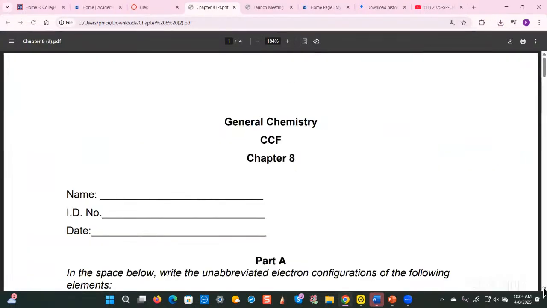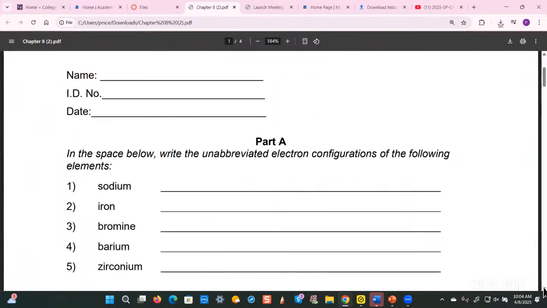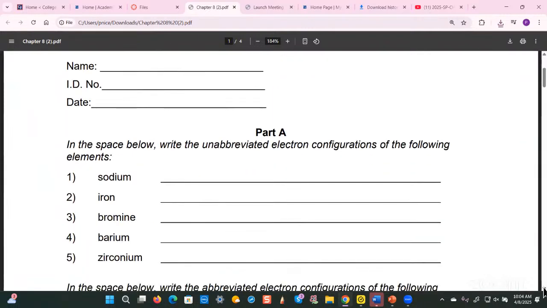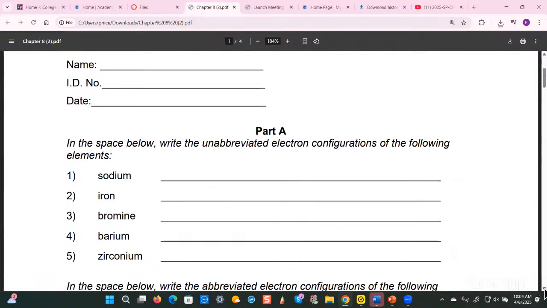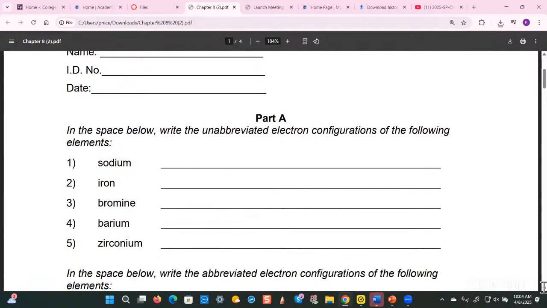Like I said, you need to remember that diagram, but of course I wouldn't expect you to memorize it now. You can bring it up on your devices, whatever you have, so that you can do these. Let me help you with the first couple of them. The question is asking you to write an unabbreviated version of the configuration of these atoms, starting with sodium. Let me hear what you have for me in terms of the electronic configuration for sodium.